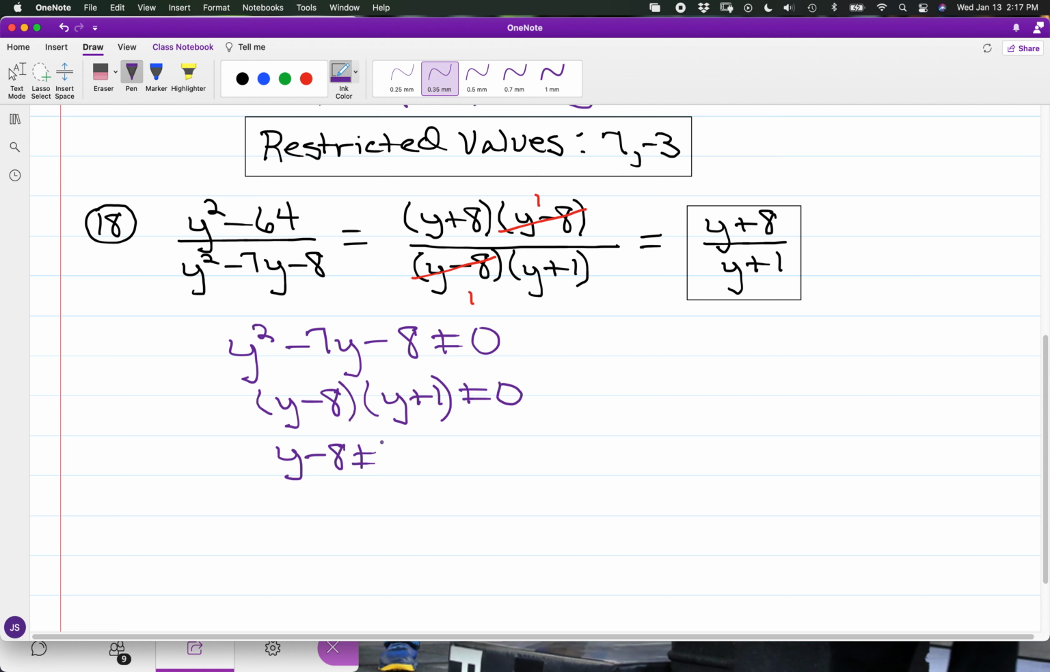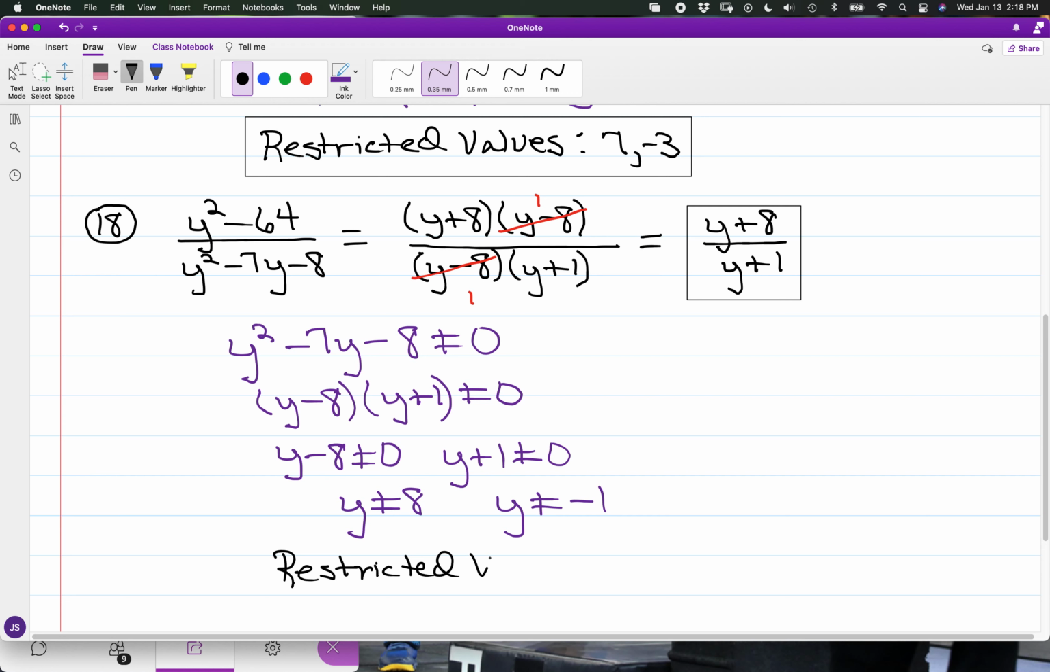So the whole expression cannot be 0, meaning that the factors cannot be either. So y minus 8 cannot be 0, so y cannot be 8, and for y plus 1 not allowed to be 0, we have that y cannot equal -1. So we're going to have for the restricted values, 8 as well as -1.